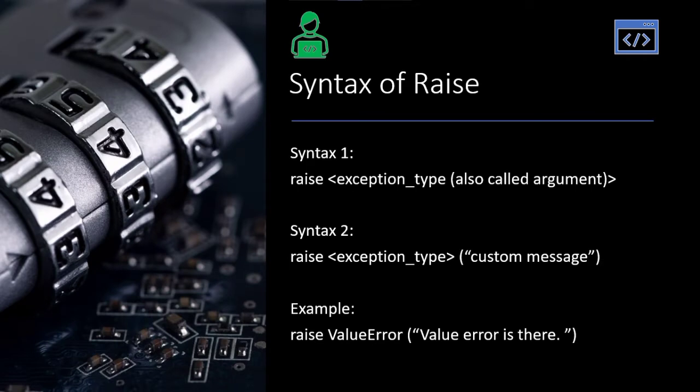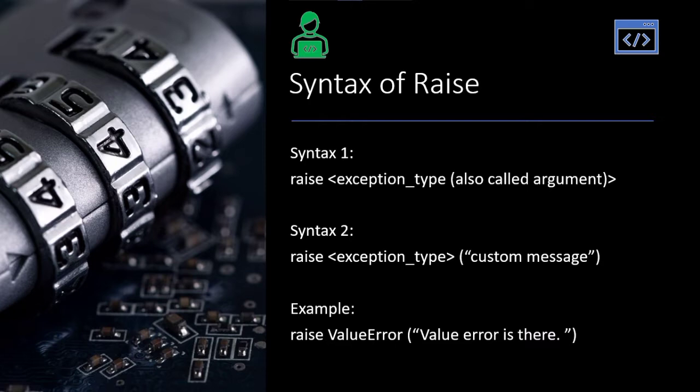So now let's see the syntax for the raise keyword. We can have two syntaxes for the raise keyword. In the first syntax, we just need to write the raise keyword and provide our exception type, which is also known as the argument. A very simple example can be raise ZeroDivisionError.